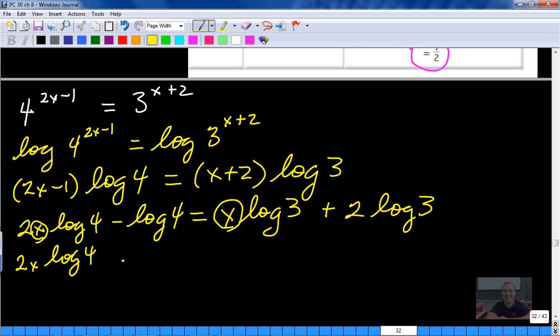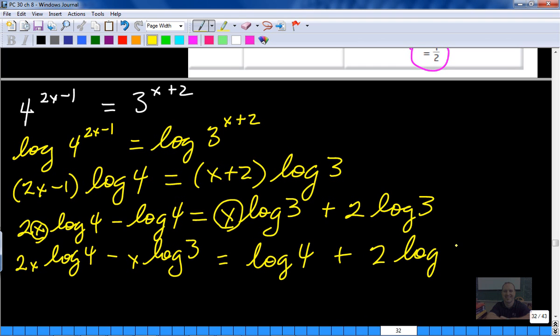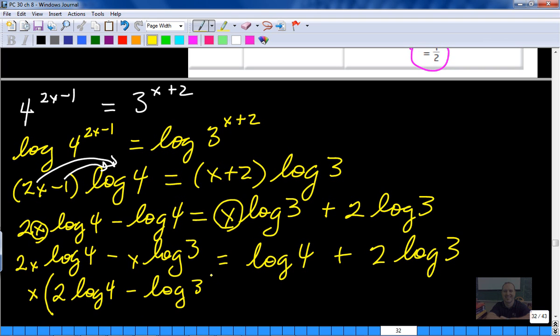2x log 4 minus x log 3. We just bring this whole thing over to the other side. And this right here is going to go to the other side, which is going to become a positive. So log 4 plus 2 log 3. Okay, so now this x can come out. Factor an x out, and that's how we can get x all by itself in one spot. And you're left with 2 log 4 minus log 3.